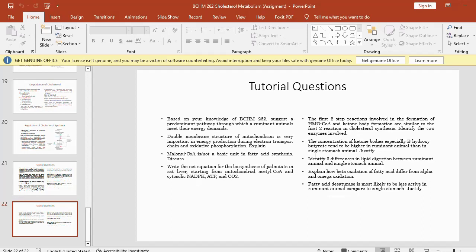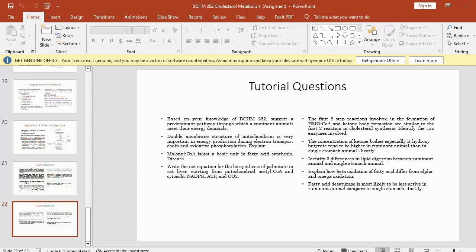Now the next question says the concentration of ketone bodies, especially beta hydroxybutyrate, tends to be higher in ruminant animals than in single stomach animals. For this also I'll give quite an explanation. Remember how we said butyric acid, as a volatile fatty acid, directly after absorption can be converted to beta hydroxybutyrate. Simple. In ruminant animals, what we have as a source of energy is mostly volatile fatty acids, actually 80 to 90% of the energy requirement for ruminant animals, and butyric acid is one of them. So the concentration of butyric acid is high in ruminant animals, and once the butyric acid gets absorbed into the system, it's converted to beta hydroxybutyrate.